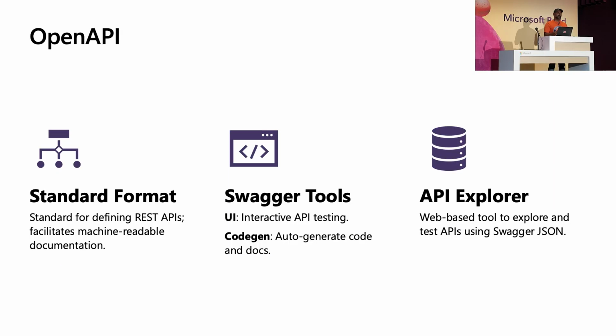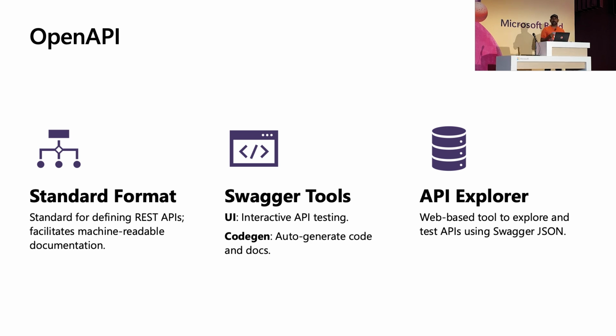The next thing is we stick to OpenAPI. The standard format we use is Swagger JSON. When you provide that Swagger JSON, it helps developers generate the SDK in their own language, and they can also have the API Explorer. Using that Explorer, they can play with your API for testing.